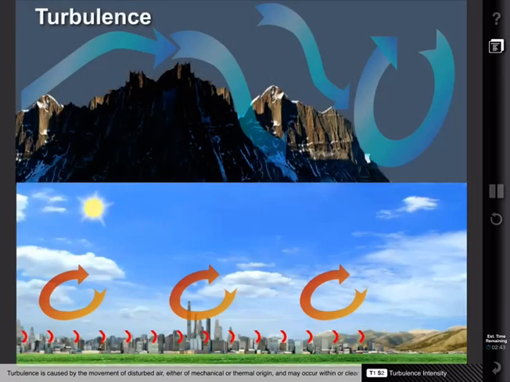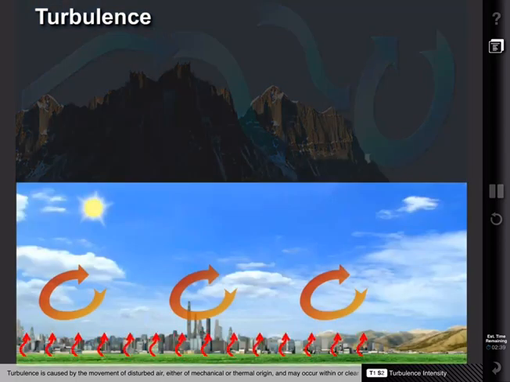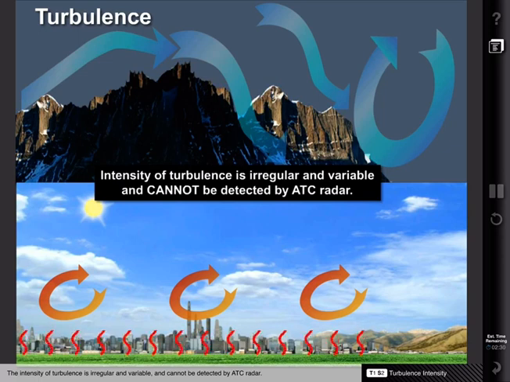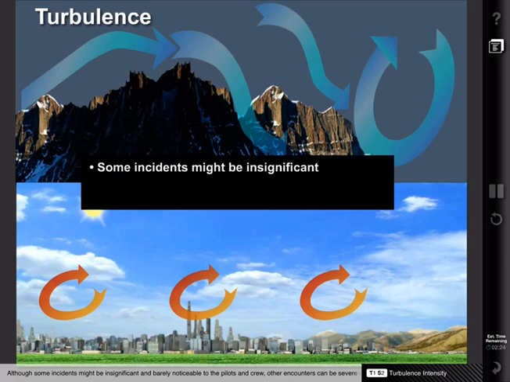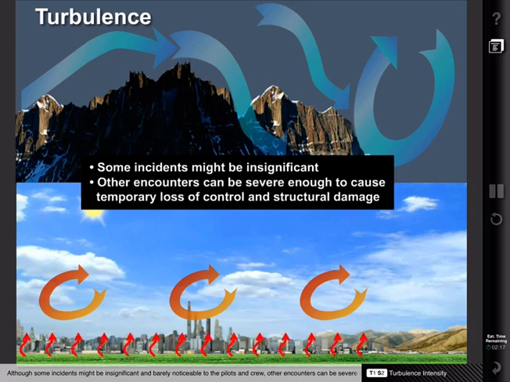Turbulence is caused by the movement of disturbed air, either of mechanical or thermal origin, and may occur within or clear of clouds. The intensity of turbulence is irregular and variable, and cannot be detected by ATC radar. Although some incidents might be insignificant and barely noticeable to the pilots and crew, other encounters can be severe enough to cause temporary loss of control and structural damage to the airplane.